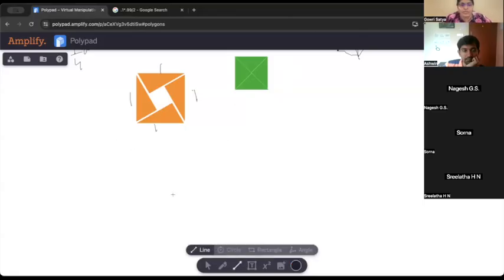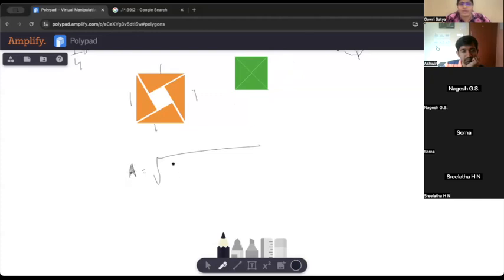Okay, so the formula is: area is equal to the square root of s into s minus a into s minus b into s minus c, where a, b, c are the sides. Is this correct? Yeah, right. Where s is a plus b plus c by 2.